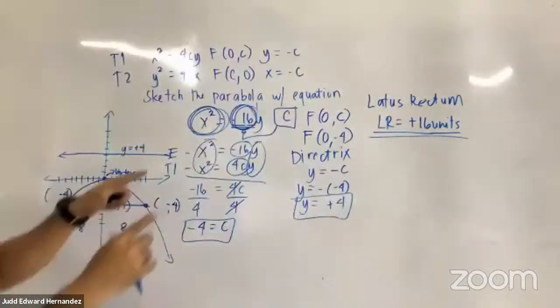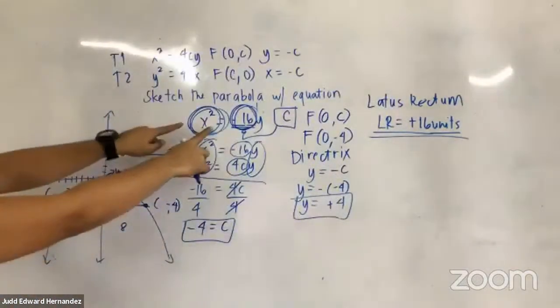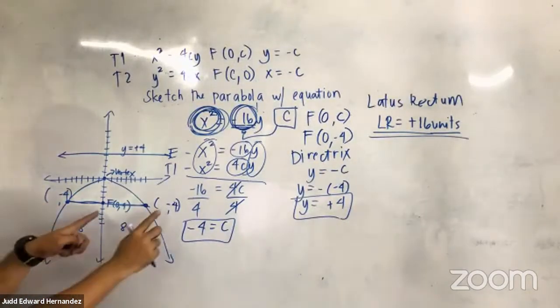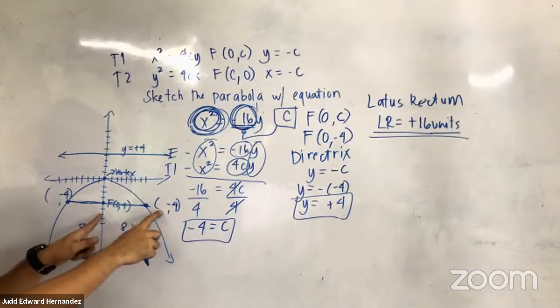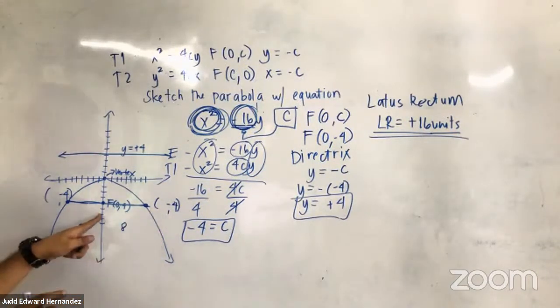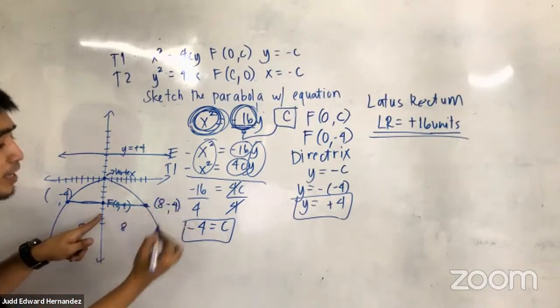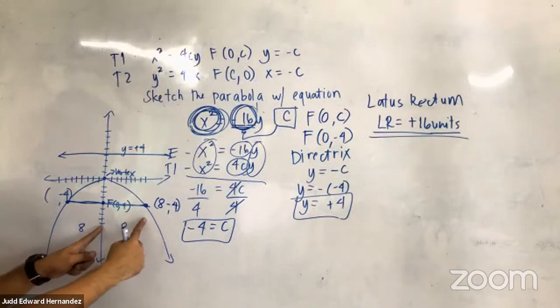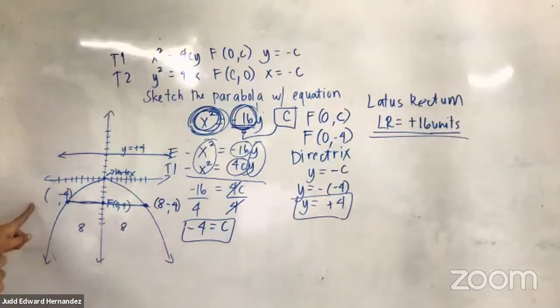Kaya kung mapapansin mo, x squared to, kaya siya naka-square, dalawa yung value ng x niya. Isang nandito at isang nandito. At sa tingin mo, ano yung value na nasa kanan niya? Positive 8, negative 4. Kasi sabi, 8 units daw yung haba nito eh. Maliwanag. Okay, ano naman yung nasa kaliwa niya ngayon? Negative 8.